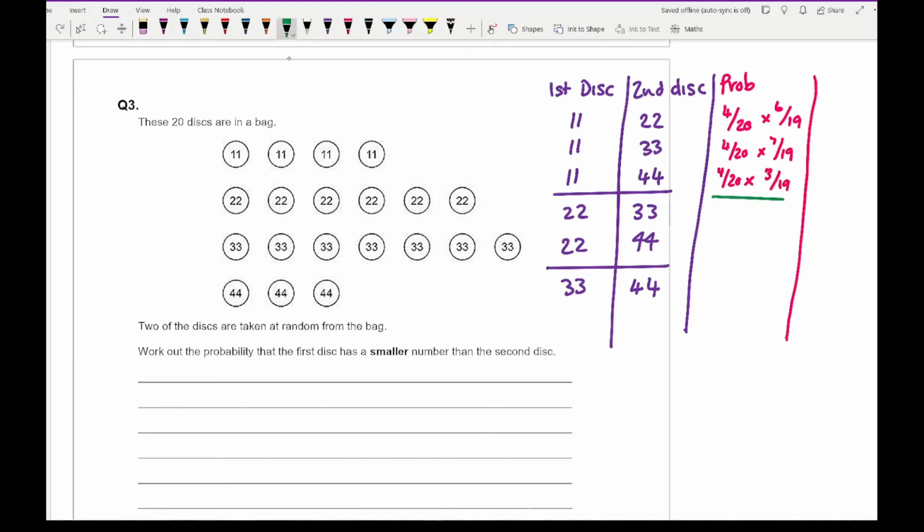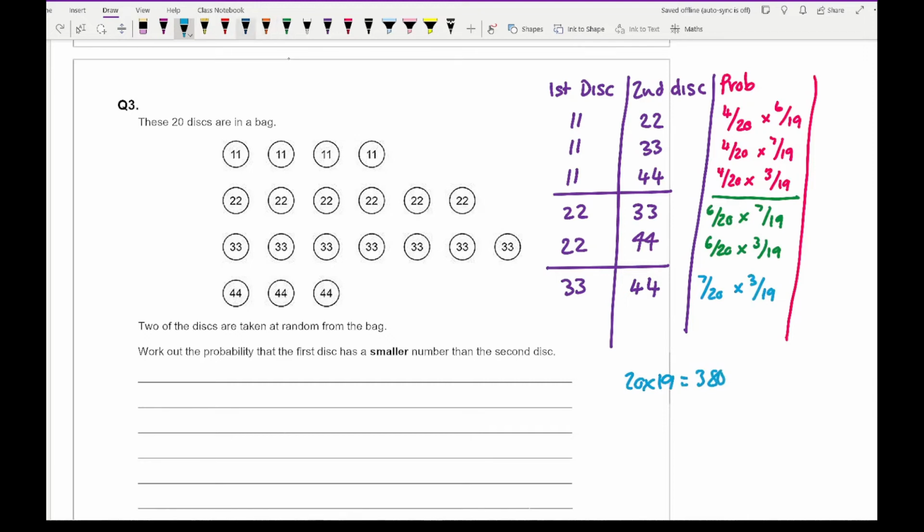Then for the next two, 2, well, there's 6 of those, so that's going to be 6 over 20 multiplied by 3, which is 7 over 19. And 2 and 4, which is 6 over 20 multiplied by 3 over 19, because there's only 3 4s. Then finally, the probability of picking 3 first is going to be 7 over 20. And then the probability of the next one being 4 is going to be 3 over 19. Now 20 times 19 is 380.